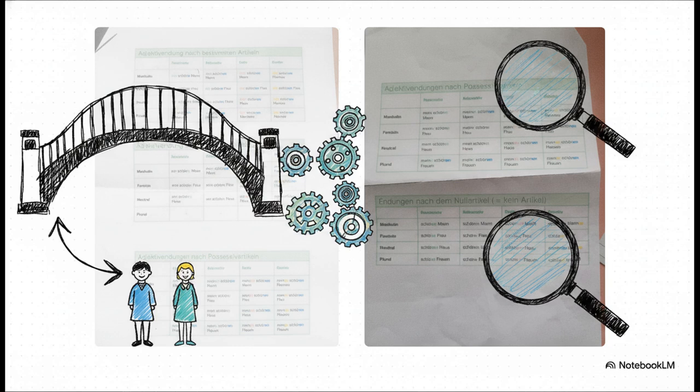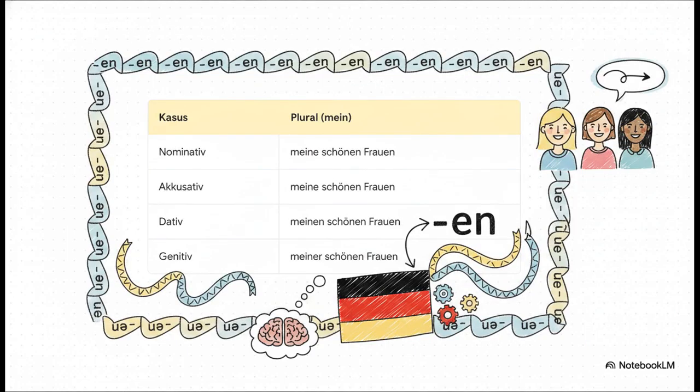Once you learn how to say a beautiful man, you automatically know how to say my beautiful man, or his beautiful man, or her beautiful man. And the best news here? Unlike the indefinite article ein, possessive articles actually do have a plural form, because you can definitely have my beautiful women, meine schönen Frauen. Look at the plural row for possessives.